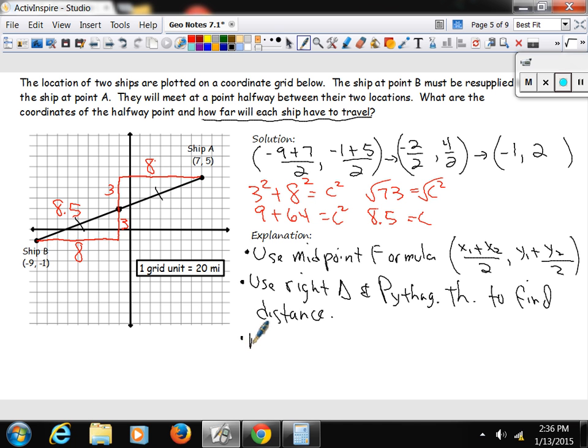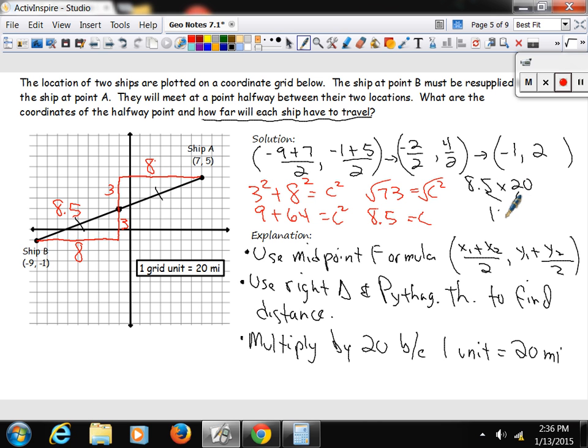So the last thing we got to do is multiply by 20, because 1 unit equals 20 miles. So take 8.5 times it by 20 and get 170 miles they have to travel.